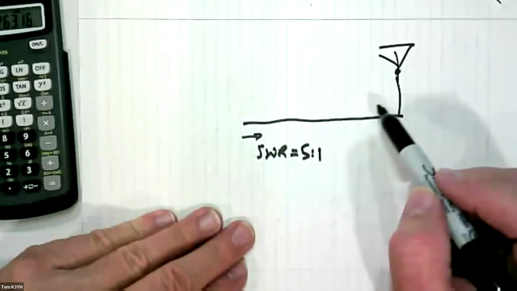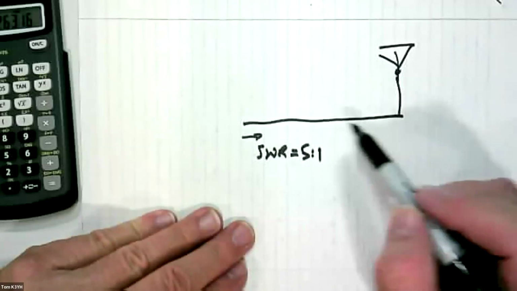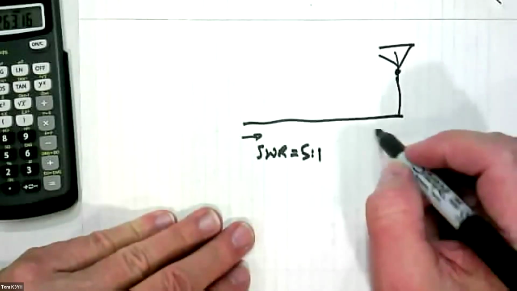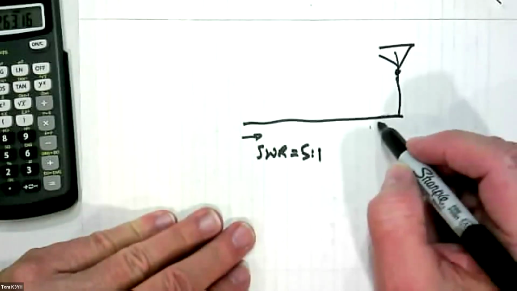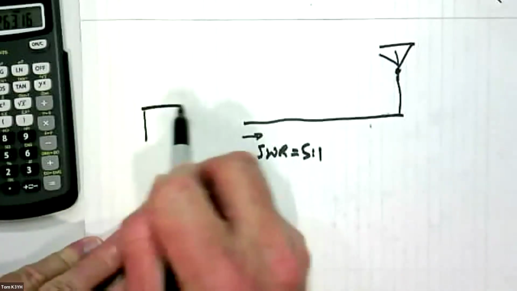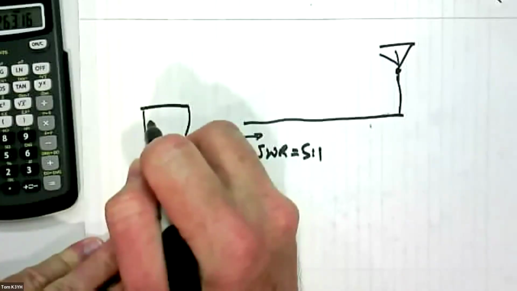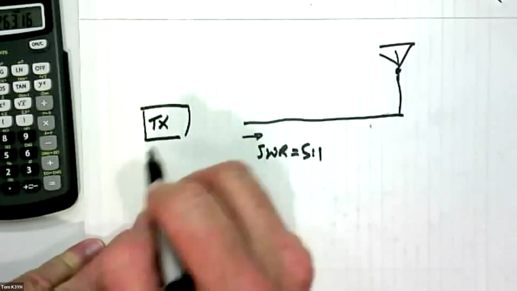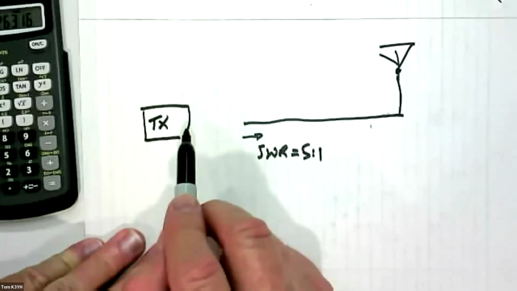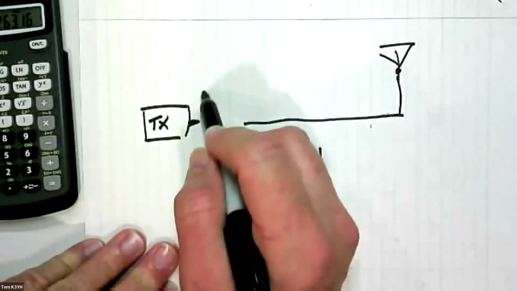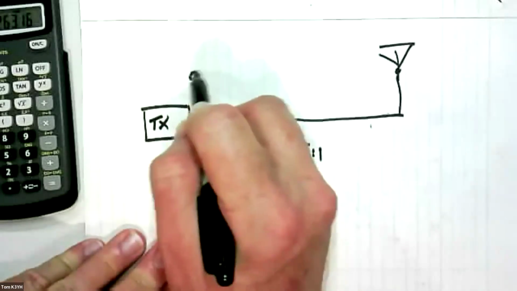It could be ladder line, twin lead ladder line, whatever, window line. And over here, here's my radio, and I'll just call it a transmitter, but it's a transceiver probably. So the transceiver right at this point, he's looking for 50 ohms.